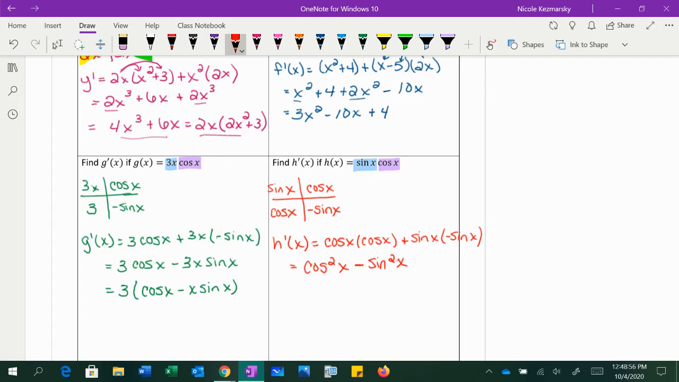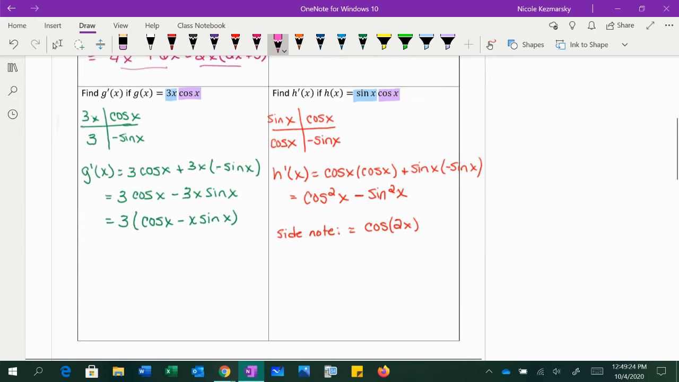At some point in a trigonometry course, you may or may not have seen this formula. So just as a side note, this is actually equal to cosine of 2x. You don't have to know that. That's not a requirement, but it's available to you. So it's a formula. It's a trigonometric identity. Okay.